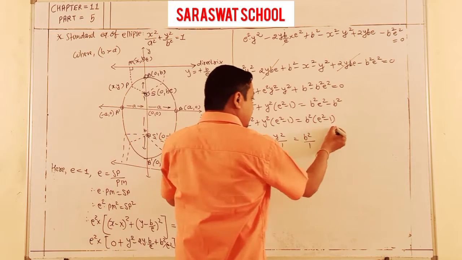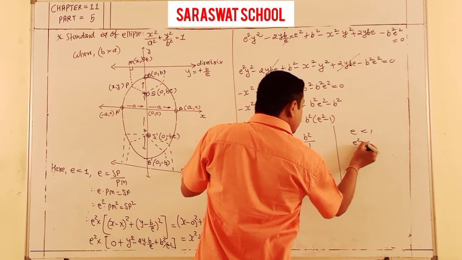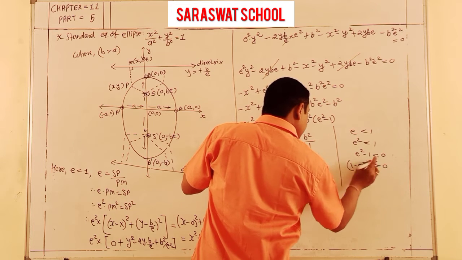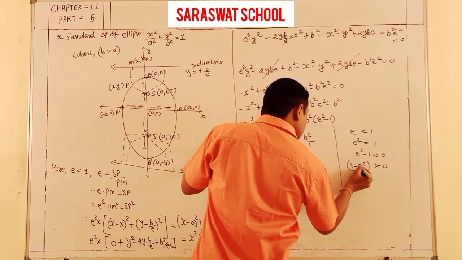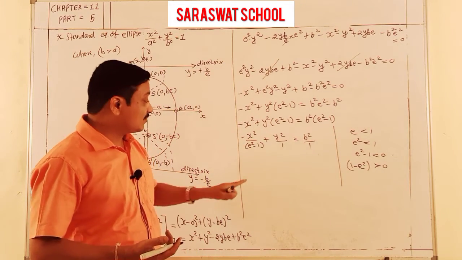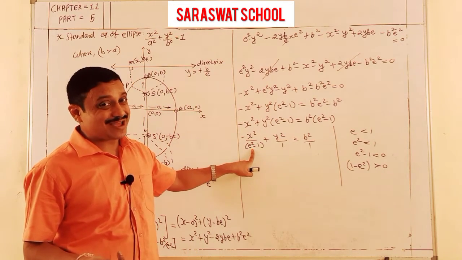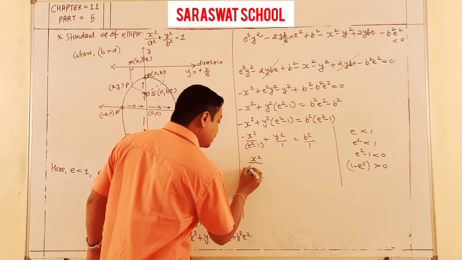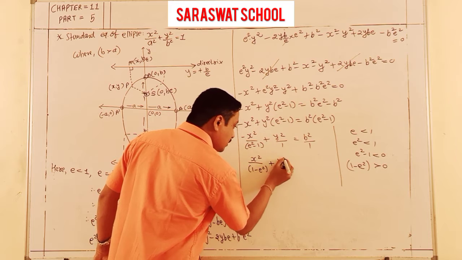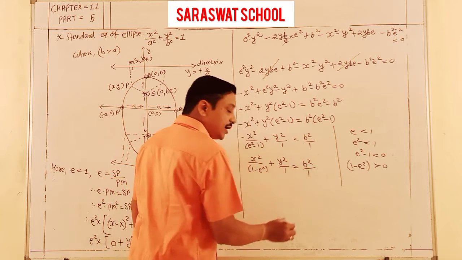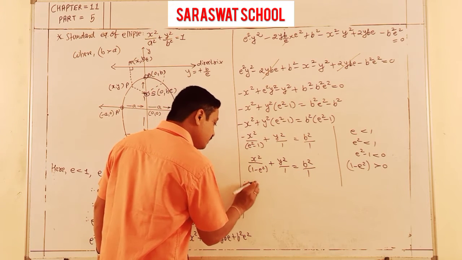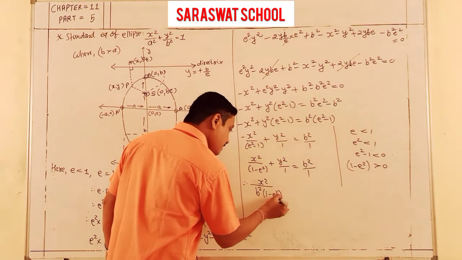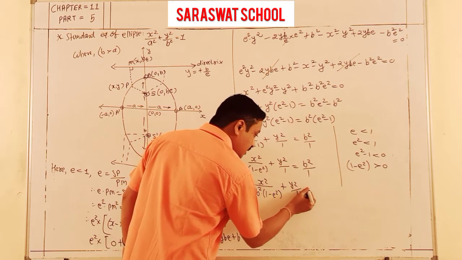Now you will check e is less than 1, so e square less than 1, e square minus 1 less than 0. 1 minus e square is definitely, students, greater than 0. And that's why I write e square minus 1 as 1 minus e square, and this minus is removed. So x square by 1 minus e square, y square by 1, and divide each term by b square. So x square by b square with 1 minus e square, plus y square by b square is equal to 1.